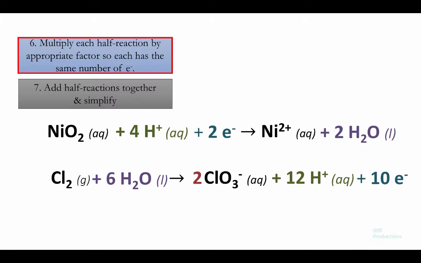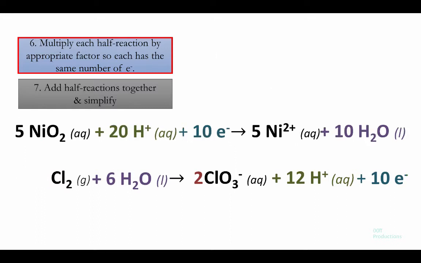Let's put these together. Once again, we're looking for a least common multiple. We have 2 electrons in the first equation. We have 10 electrons in the second equation. So our least common multiple is going to be 10 again. Let's multiply the first half reaction by 5. The second one is already at 10, so we don't need to multiply by anything. Or it's just a factor of 1 is another way of looking at it. And what do we get? Here's everything multiplied. And now let's put them together.